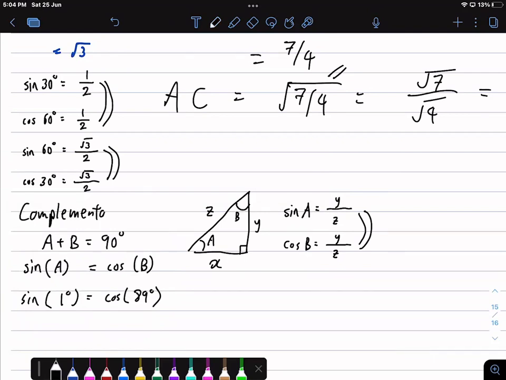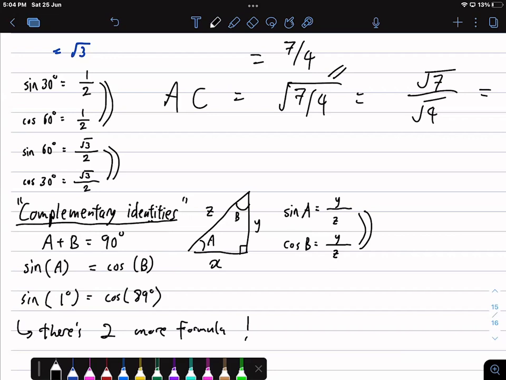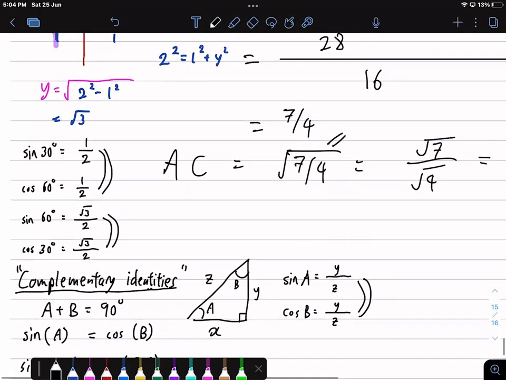I think I'll stop for now. We'll talk about it when we get to trigonometry. Quite a lot of things to cover. Complementary identities: there are still two more formulas. What's the plural of formula? That's a side note.